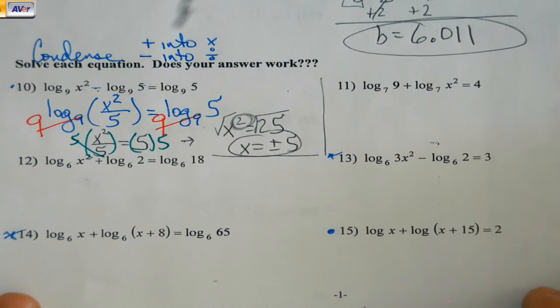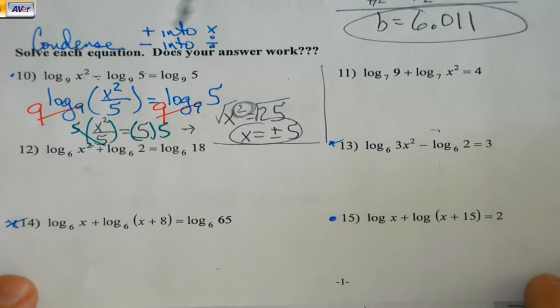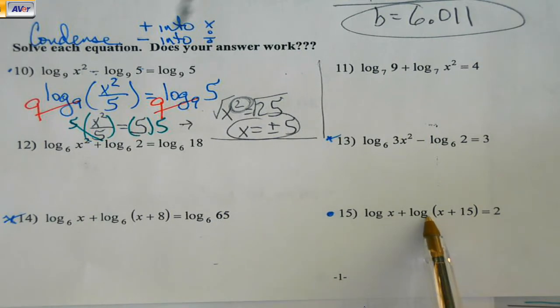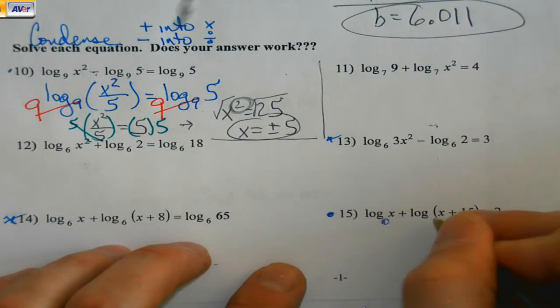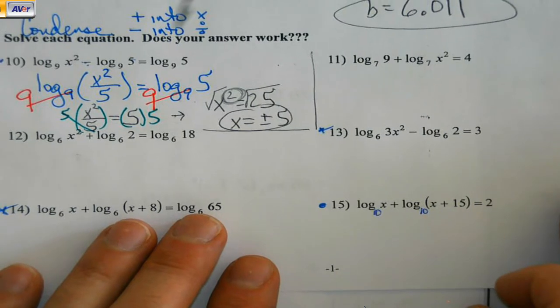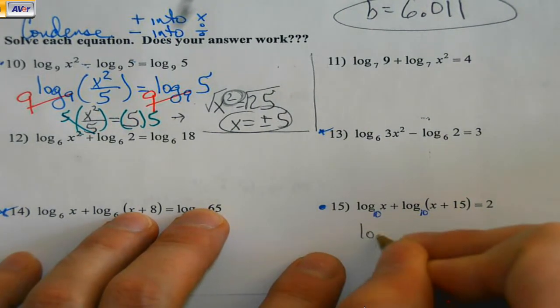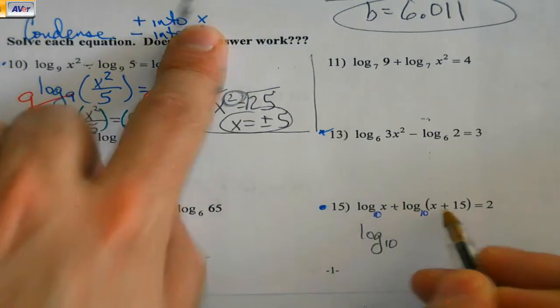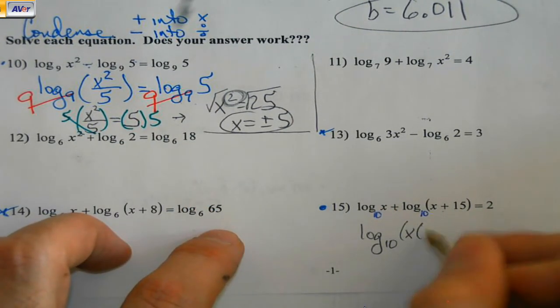So I'm going to roll down here to number 15. I see, again, need to condense. I got 2 logs here. Ooh, I noticed something else. I don't see a little base number. What's my little base number when I don't see one? 10. Ooh, I got more of you saying that now. That's good. Okay, that's going to be important once we get condensed here. So I look and I go, okay, what do we got working here? We got log base 10 of x times x plus 15.